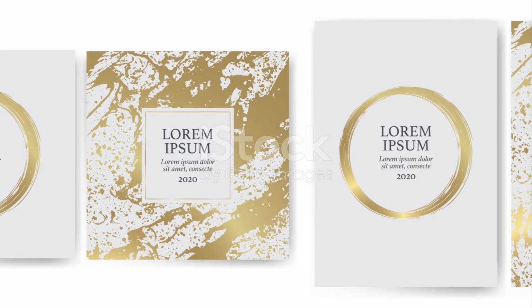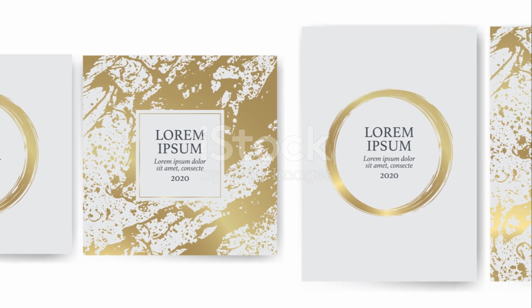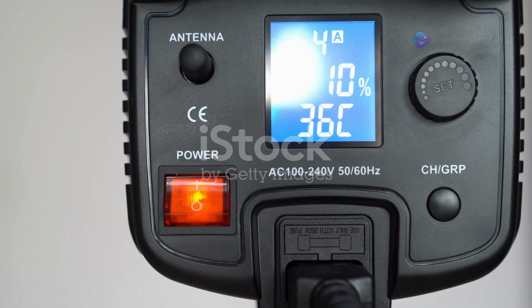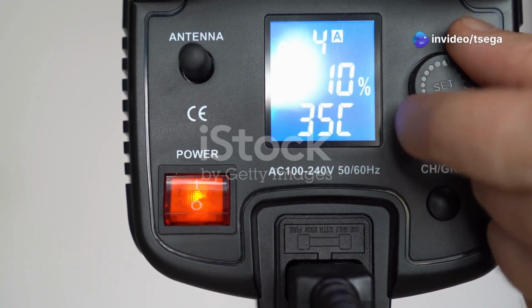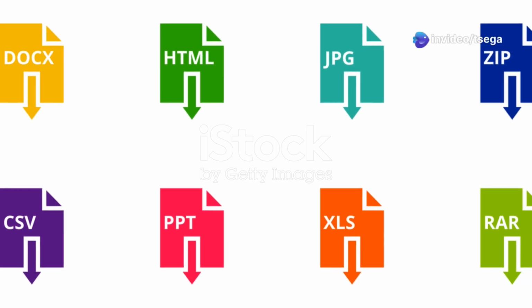Adjust the brightness, contrast, and saturation to make your thumbnail pop. Go to Image, then Adjustments, and choose Brightness, Contrast, or Hue Saturation. You can also add a vignette effect to draw attention to the center by going to Filter, Lens Correction, Custom, and then Vignette. Finally, export your thumbnail as a high-quality JPEG or PNG.